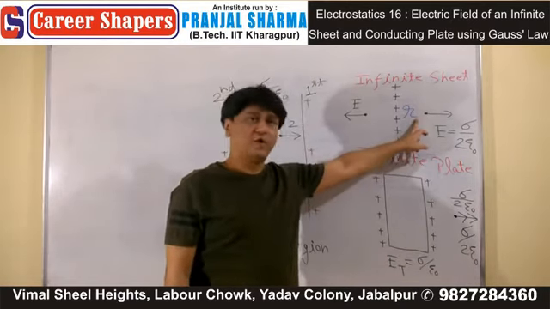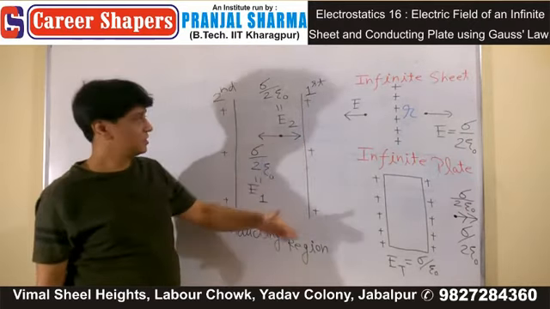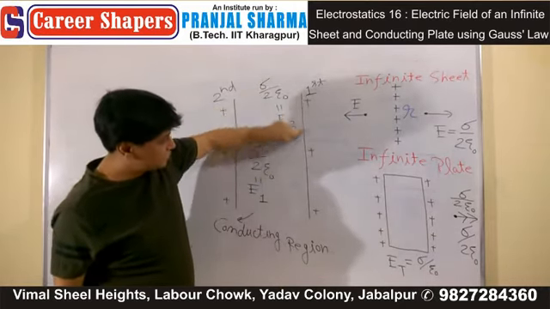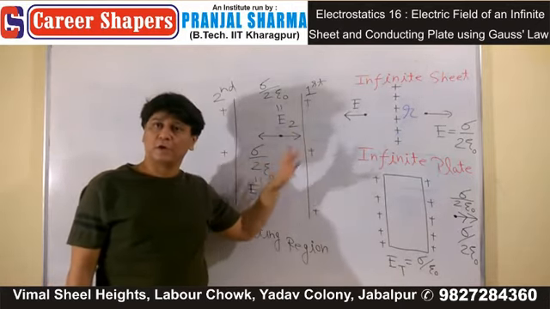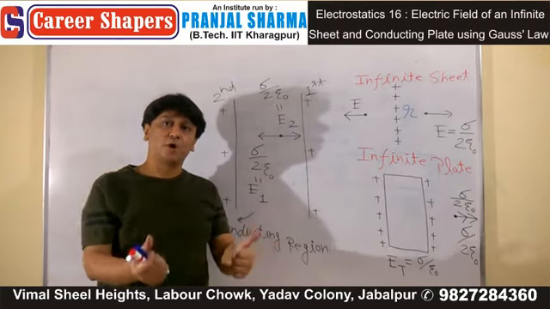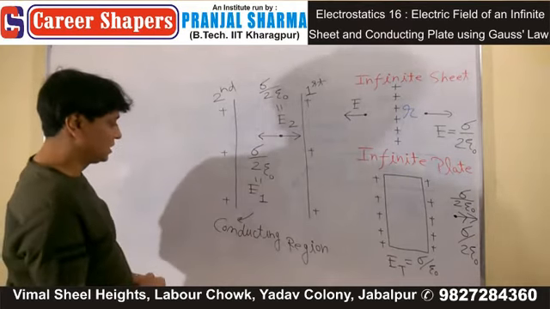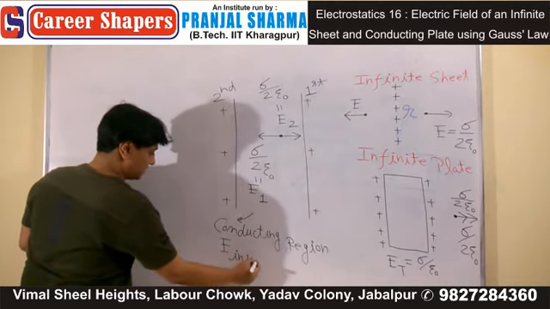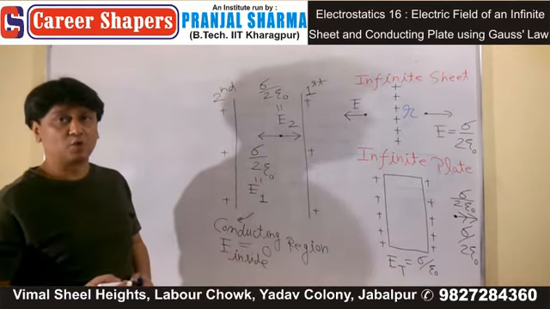It is independent of R. So it doesn't matter what this distance is or what this distance is. This positive charge, its electric field is E2. This positive charge, its electric field is E1. Anywhere inside you go, E1 and E2 are of the same magnitude and they point in opposite directions. Therefore, they will cancel out each other, giving us E inside the conducting region as 0.